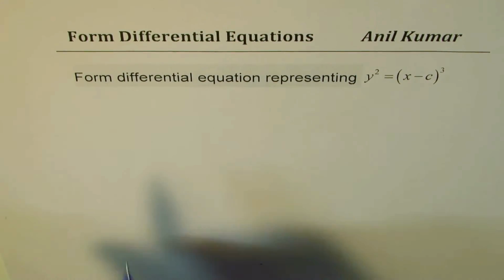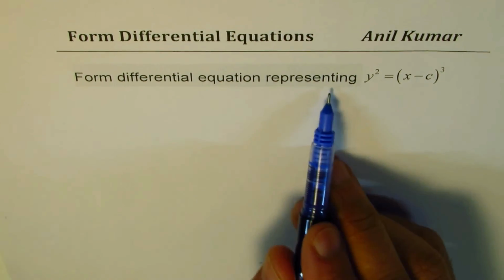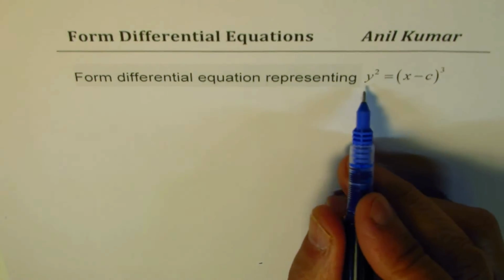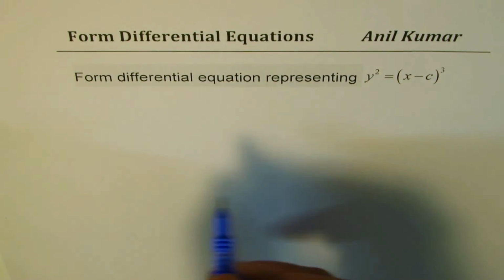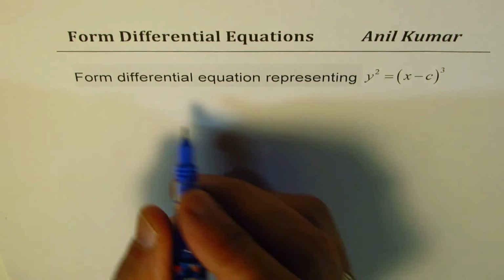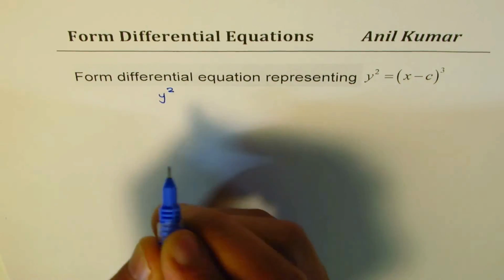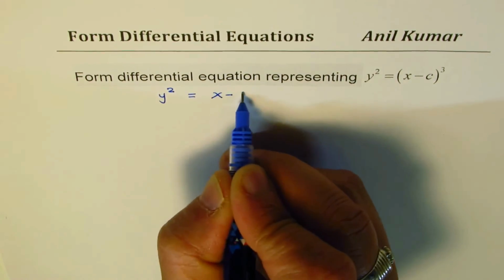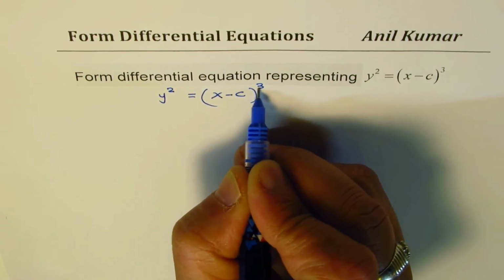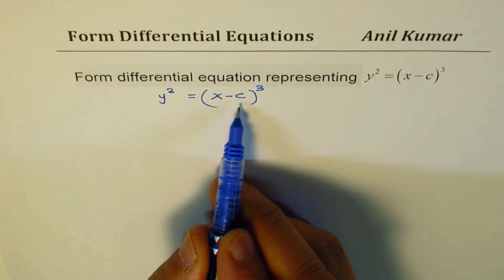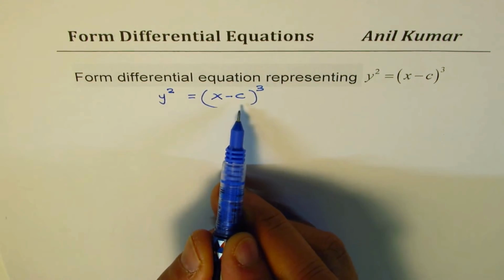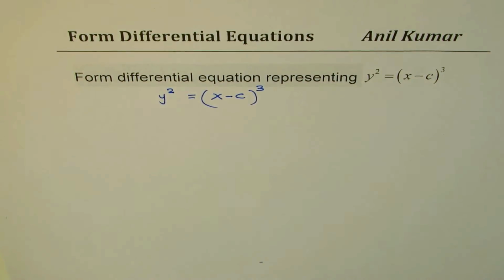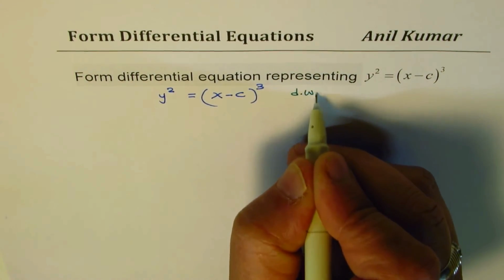Now here is the third example. We need to form differential equation representing y square equals to x minus c whole cube. Now we'll talk about another strategy while we form the differential equation now. The given family of curve is y square equals to x minus c whole cube. Since there is only one parameter, we have to differentiate only once to isolate, correct? So if I differentiate now with respect to x, what do I get?